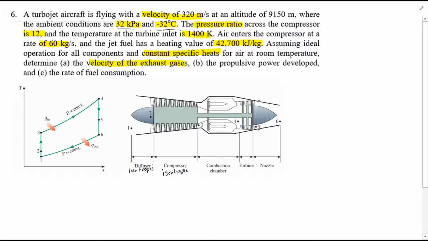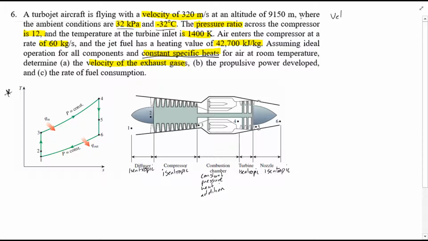Now process 3 to 4, combustion. This is constant pressure heat addition. Process 4 to 5, isentropic expansion in the turbine. And finally process 5 to 6 is the nozzle, and this is isentropic as well. You can gather that information from the TS diagram. Now the question asks for constant specific heats, so we're aware that we should be using the equations to solve this question. As always, give it a go with the tables as well.